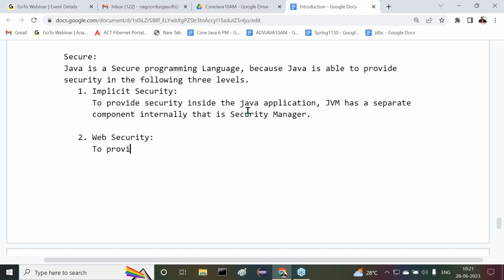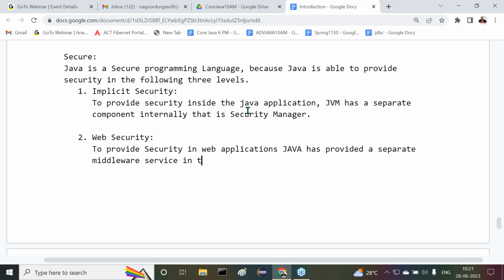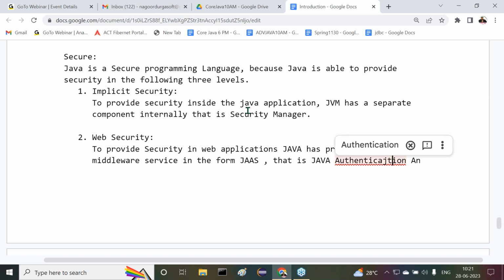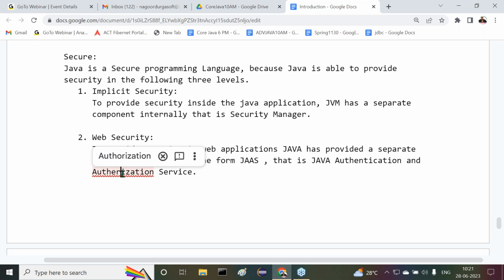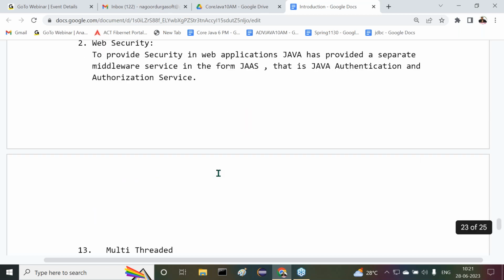So to provide security in web applications, Java has provided a separate middleware service in the form of JAAS. What is the meaning of it? Java Authentication and Authorization Service. Because of this authentication and authorization service, Java is very good at web security.